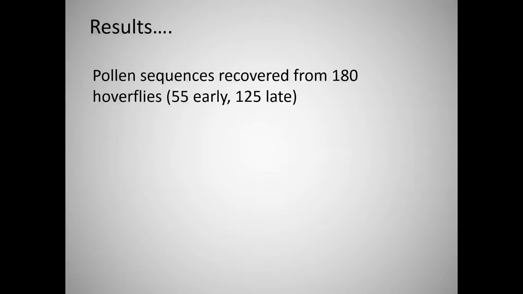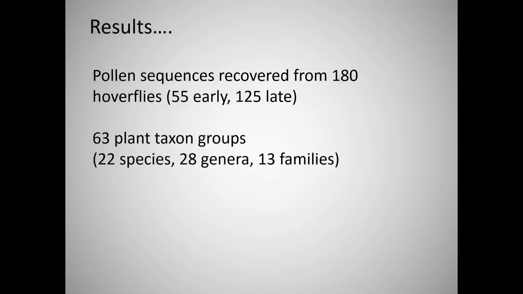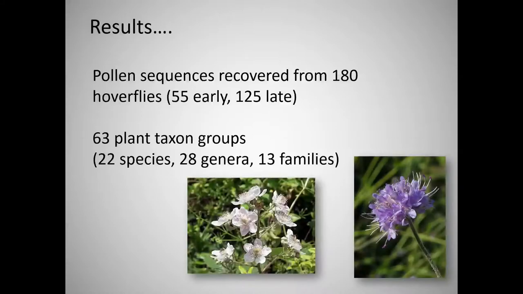We managed to retrieve pollen sequences from 180 hoverflies. That was 55 in the early period, 125 in the late period. We got 63 different plant taxon groups that we could identify. And this was a big surprise. This was a lot more than I was expecting. And as you'll see in a moment, bramble was absolutely key in the early part of the season. And that blue flower on the right, Succisa pratensis, the devil's bit scabious, was an important plant for hoverflies in the later part of the summer.